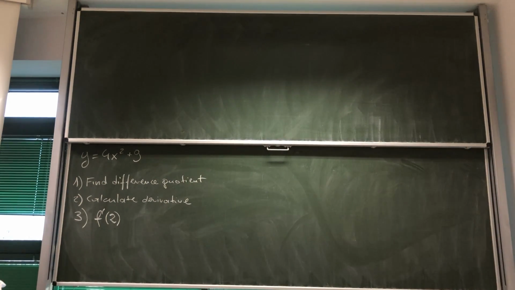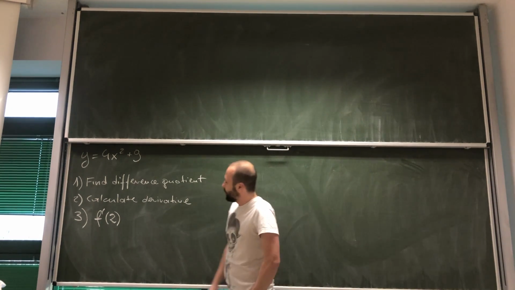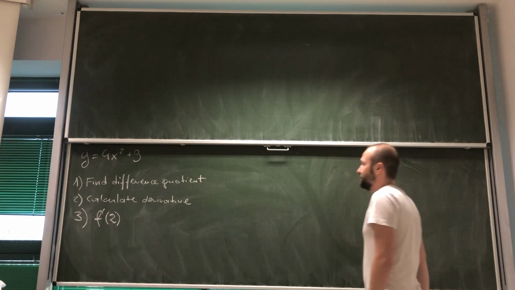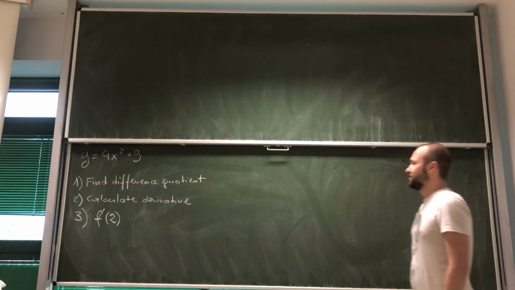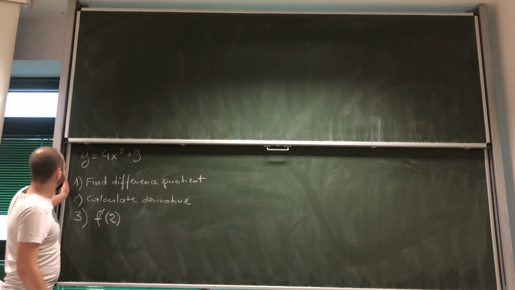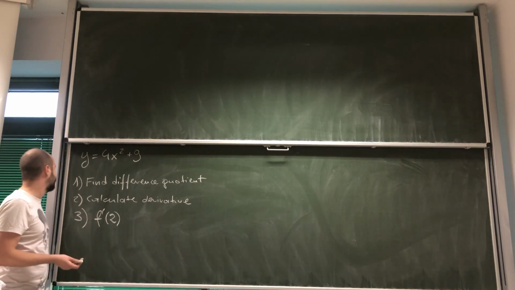Look, when we want to find a specific value of the derivative at a given point, it's way easier to use Lagrange notation than Leibniz notation. Okay, but let's get to the exercise. So look, first we need to find an expression for a difference quotient of this function.